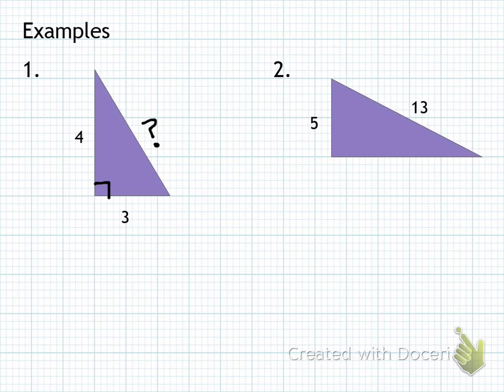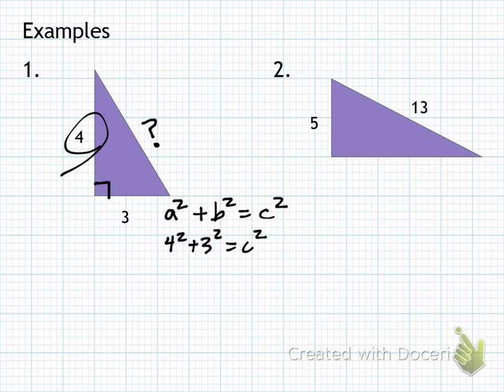I'm trying to find this side. I know it's the side across from the right angle, so that must be my hypotenuse, which is c. So I have my Pythagorean theorem, a squared plus b squared equals c squared. I'll plug in 4 for a and 3 for b, since those are the lengths of the legs. Here and here, right? And now I'm going to solve.